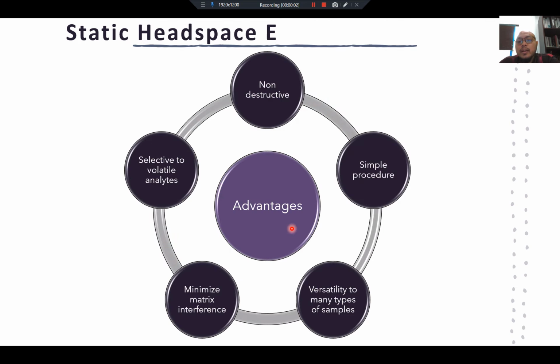So there are a lot of advantages. It's non-destructive, so we can still analyze for a second or third time. The procedure is also simple, so there is not a lot of steps; we just need to heat them and extract them. It can be applied to many types of samples: solid, powder, and high viscosity liquid. It can minimize matrix interference, especially non-volatile interference, and is selective to volatile analytes.